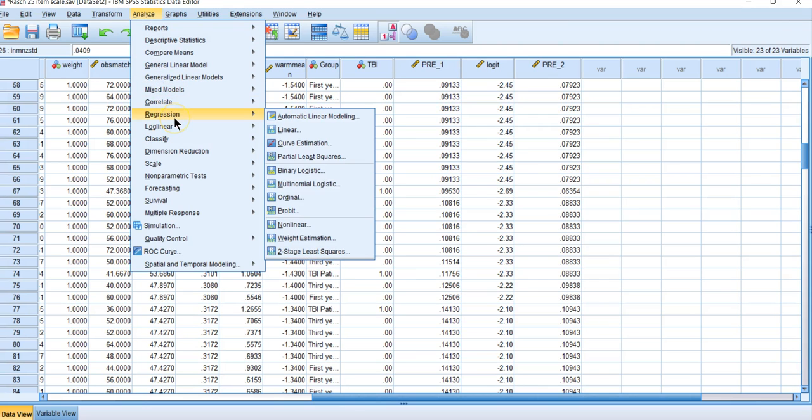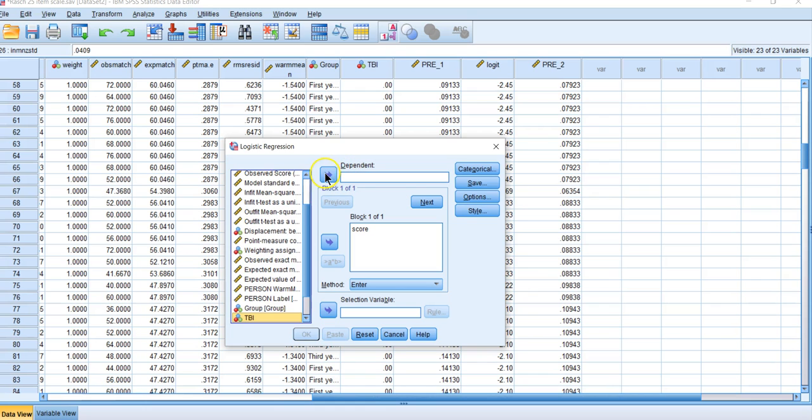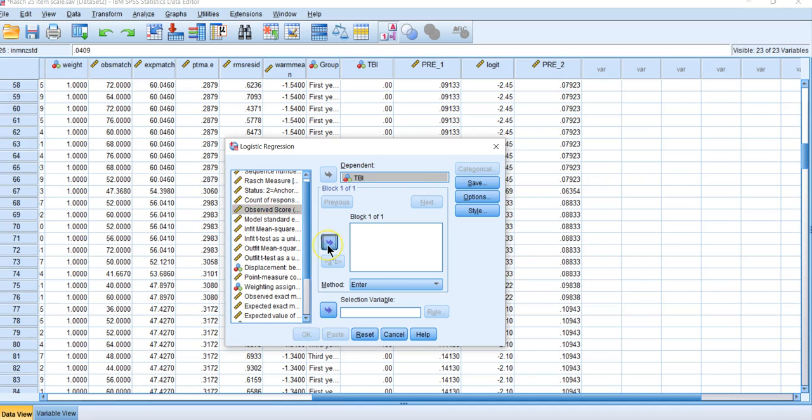Analyze regression. We did this before, we've used linear. Now we're going to go to binary logistic. And our dependent measure is going to be TBI. We go down, we find TBI. That's the 0, 1 variable. And our total Likert score was up here. That's the observed score. That's that variable.